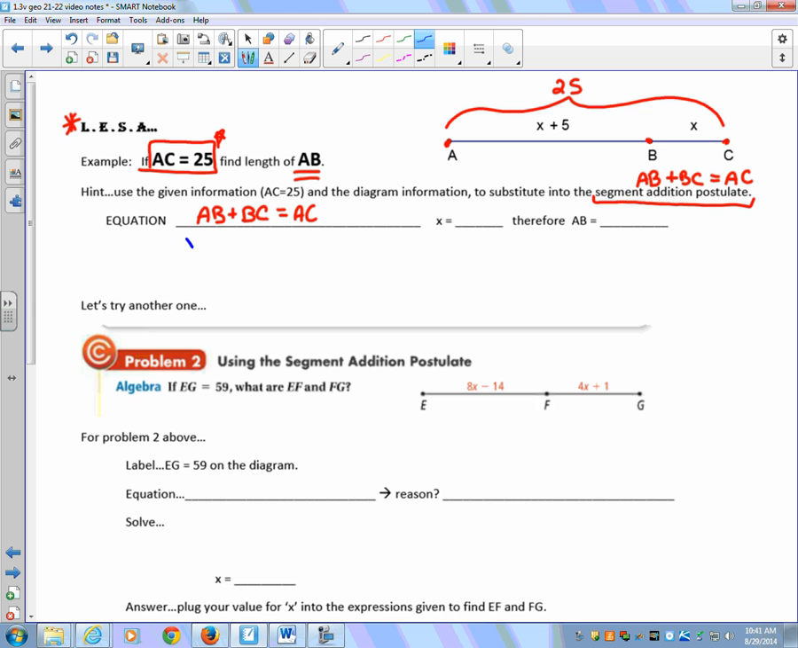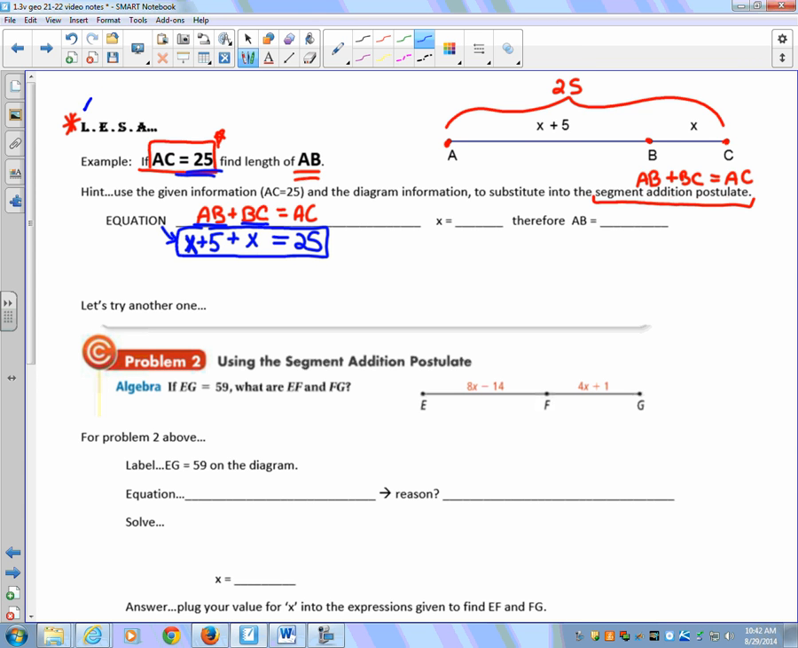AB is x plus 5. So that's AB, plus BC, which is x. So here we have x plus 5 is the AB, and x is the BC. Now equals, and AC we know here is 25. So this is our equation because of the segment addition postulate.